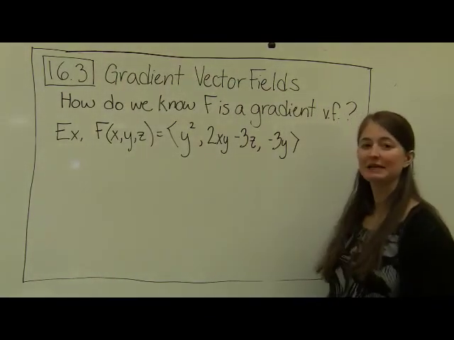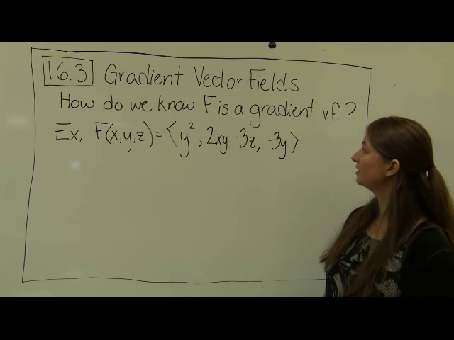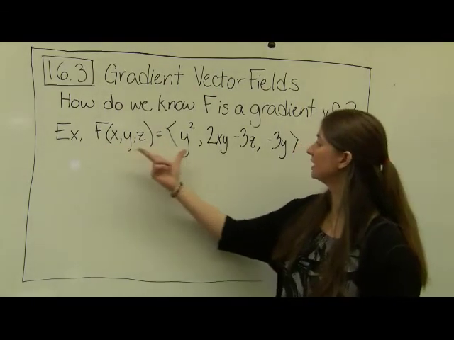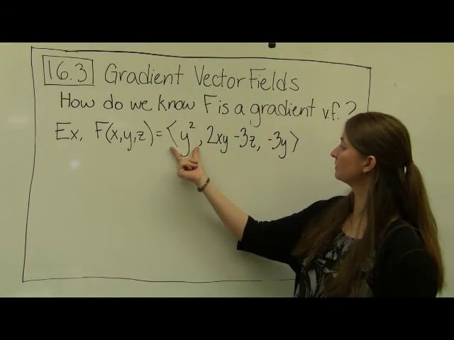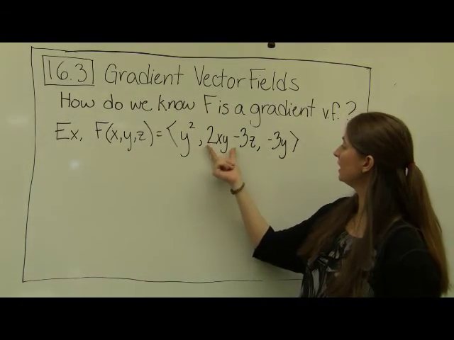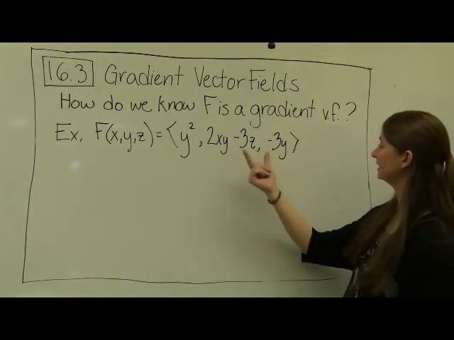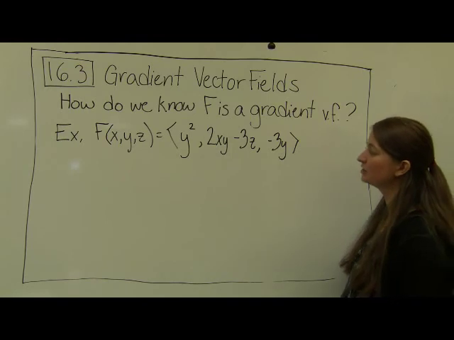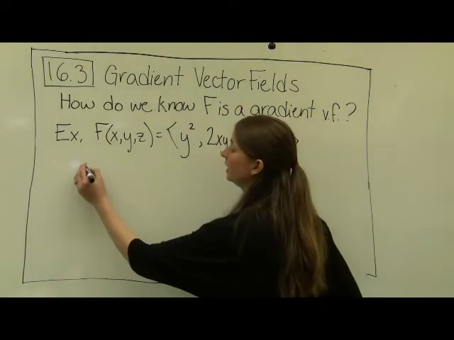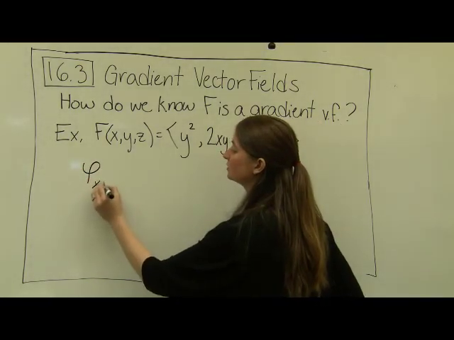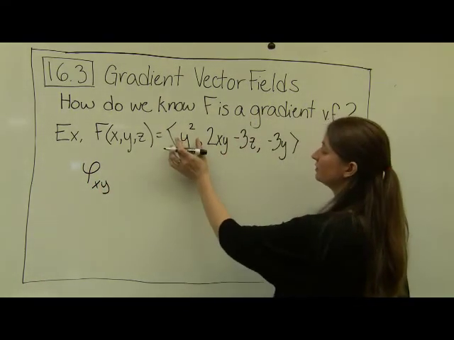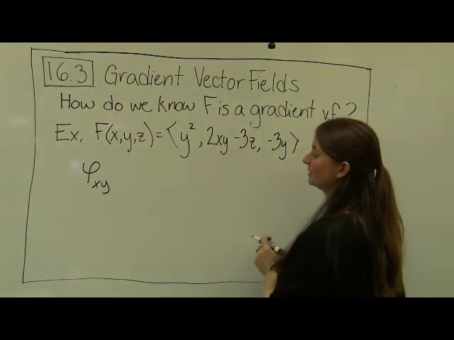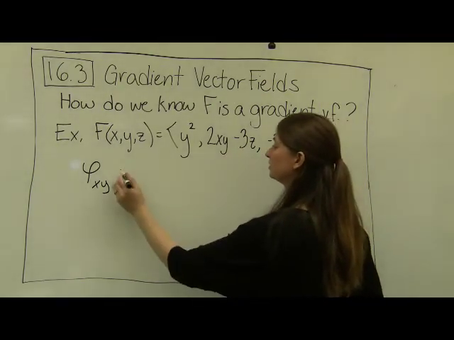So let's check out an example where we use our tricky way of evaluating whether or not f is a gradient vector field. And let's let our f function in this case be given by y squared in the first component, 2xy minus 3z in the second component, and negative 3y in the third component. And we want to check, as my mental marker, I'm going to think of phi of xy. So I want to check the partial of the first component with respect to y and the second component with respect to x. So let's check out what those look like.